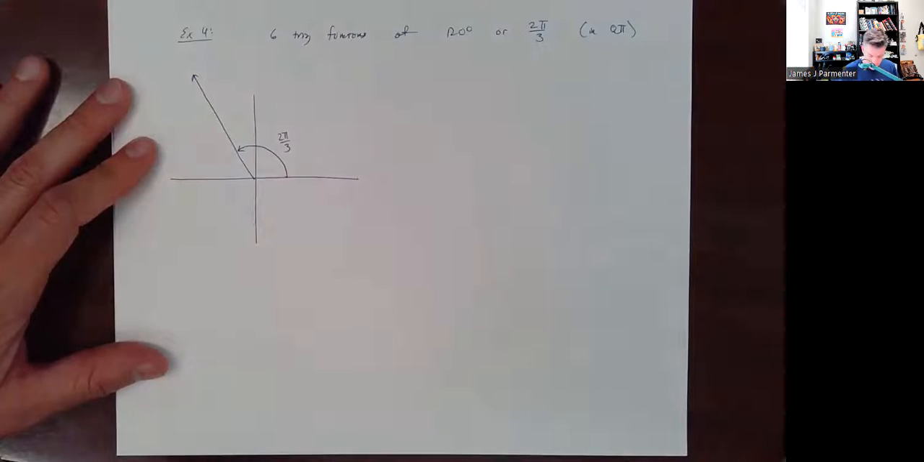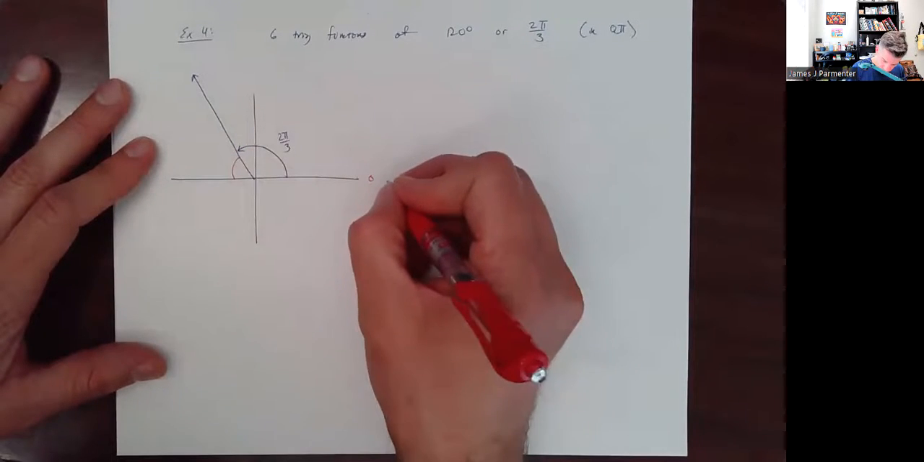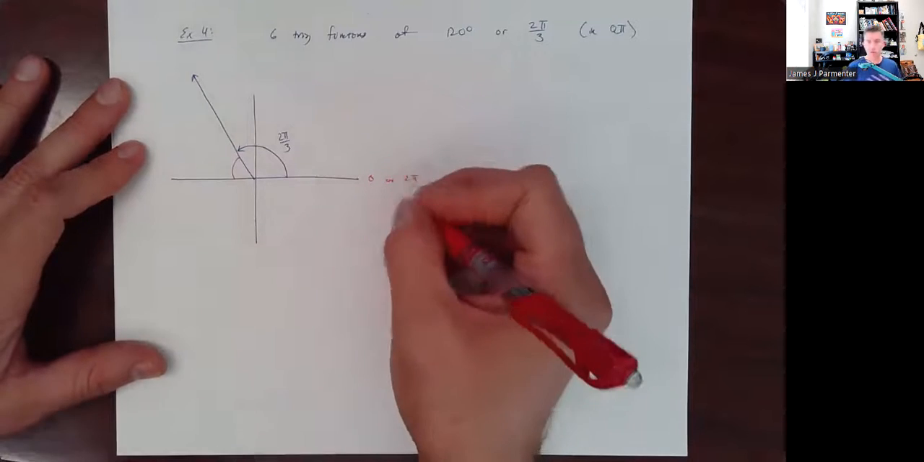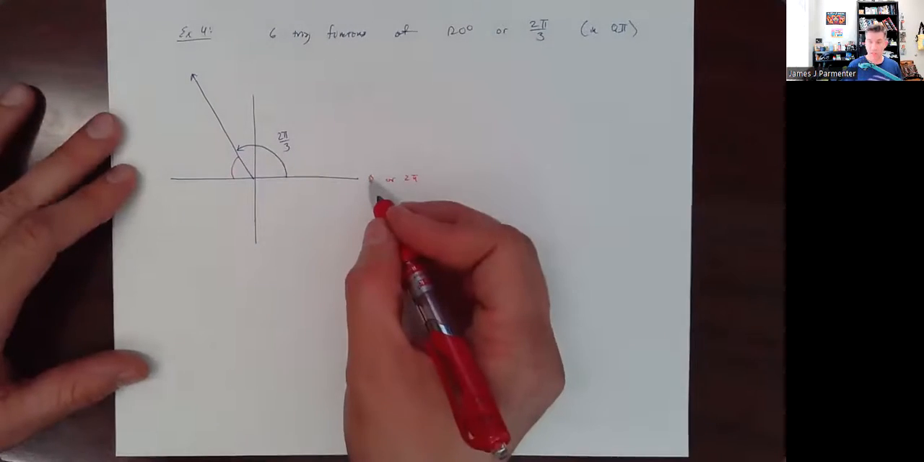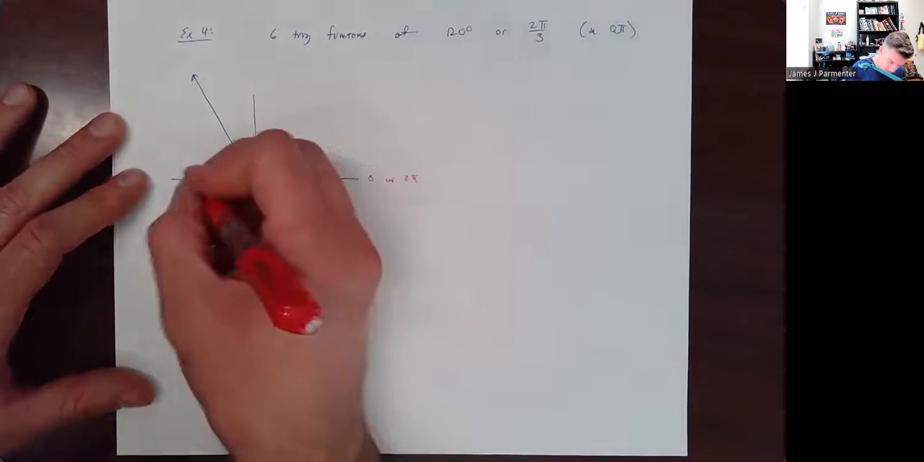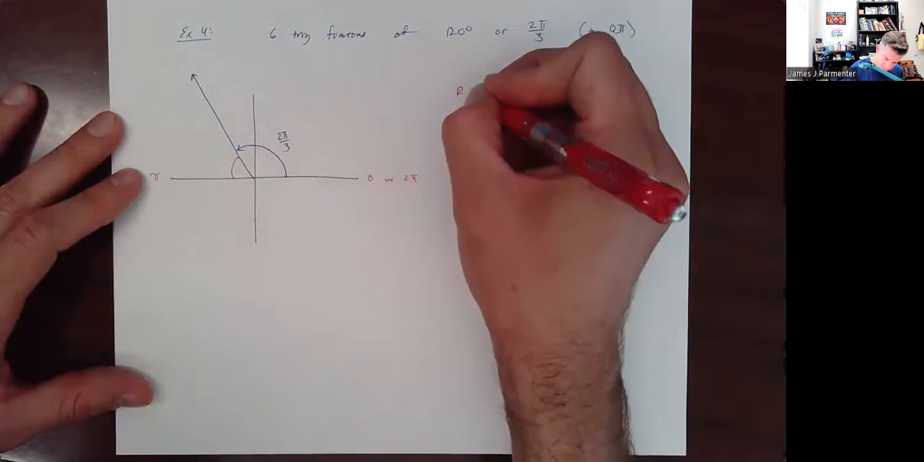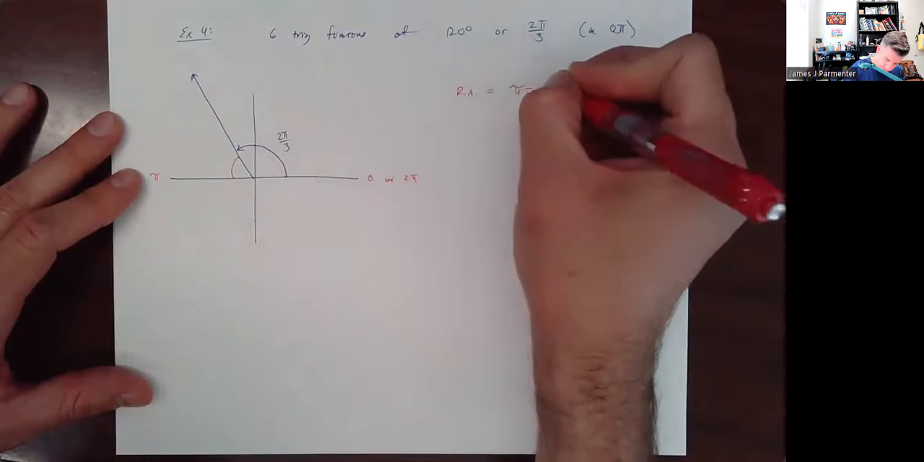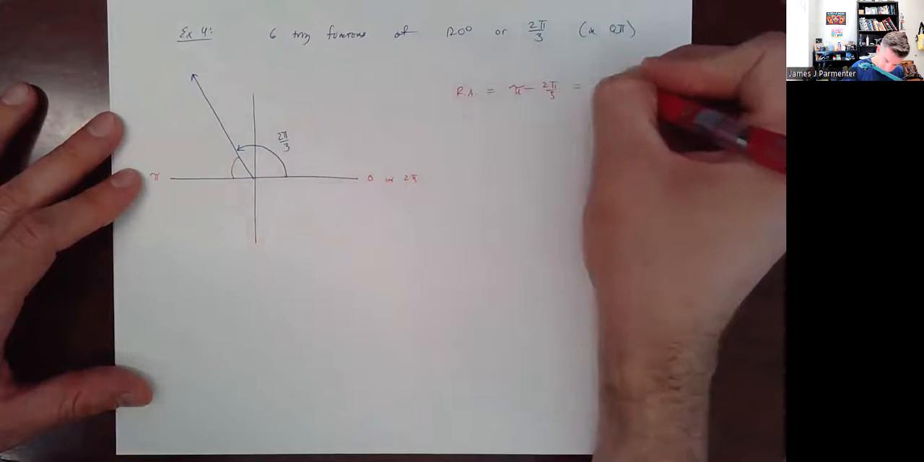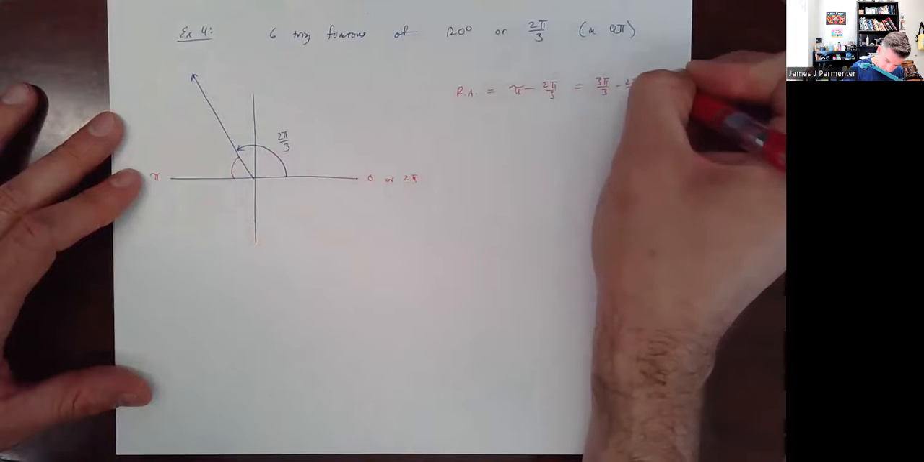And then the reference angle. Well, if this is 0 or 2 pi, and when I say "or 2 pi," I'm not saying they're the same. I'm saying you start at 0, and then if you go one full revolution, that's when you get to 2 pi. And then this is pi. So this difference here is my reference angle, which is pi minus 2 pi over 3, which is really 3 pi over 3 minus 2 pi over 3, which is pi over 3.